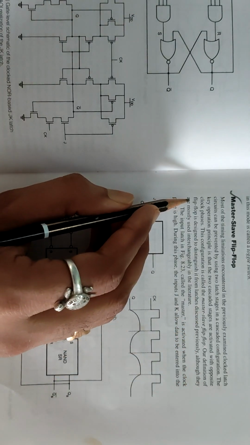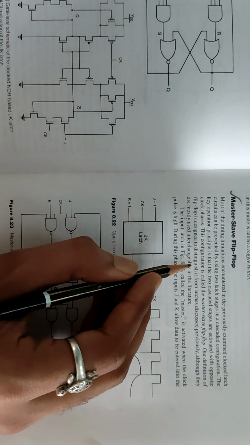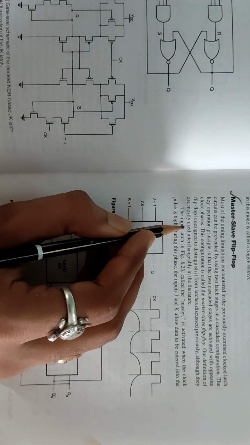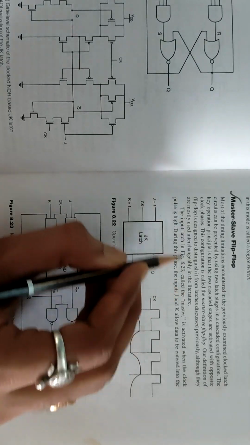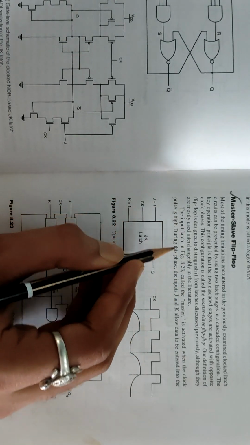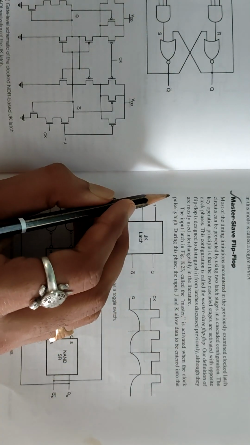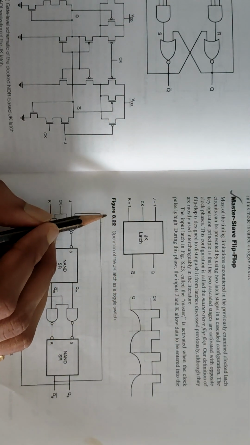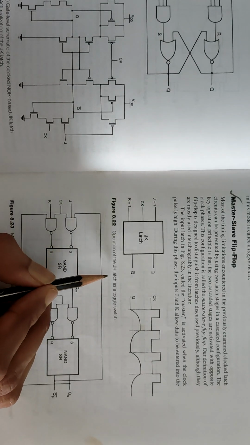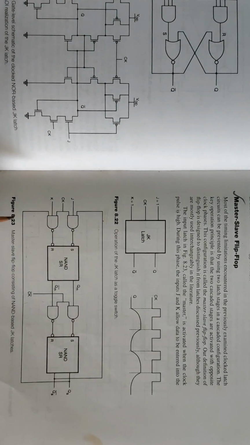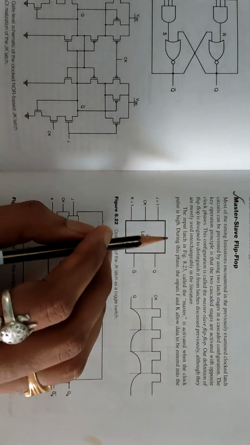Our definition of flip-flop is designed to distinguish it from latches discussed previously, although they are mostly used interchangeably in the literature. The input latch in the figure, called the master, is activated when the clock pulse is high. As you can see in the figure, operation of the JK latch as a toggle switch. Here in this figure, a master-slave flip-flop consisting of NAND-based JK latches.